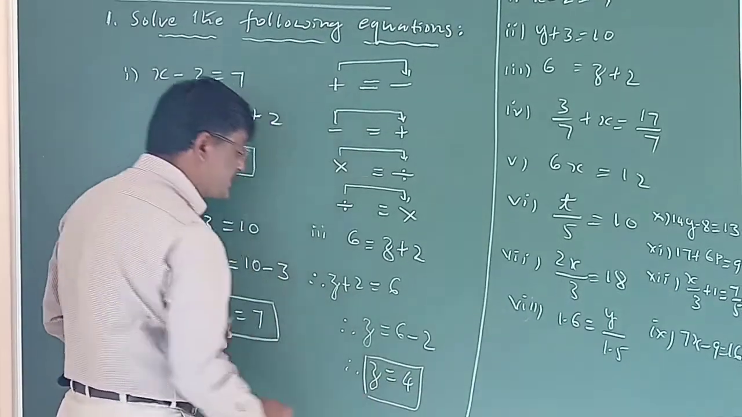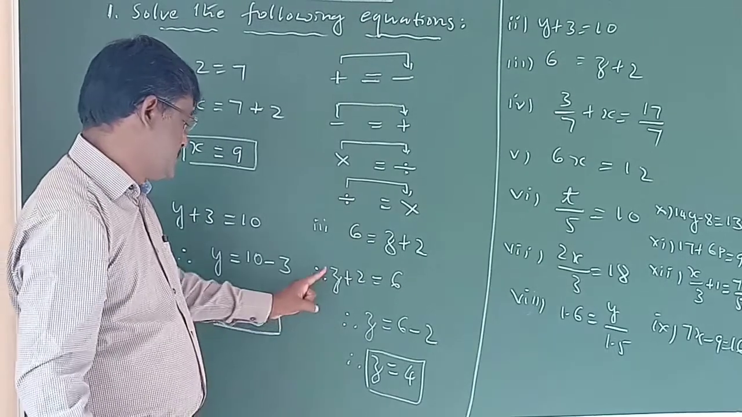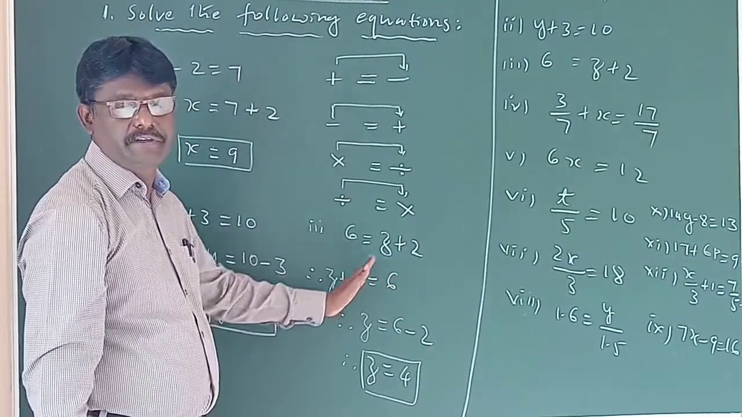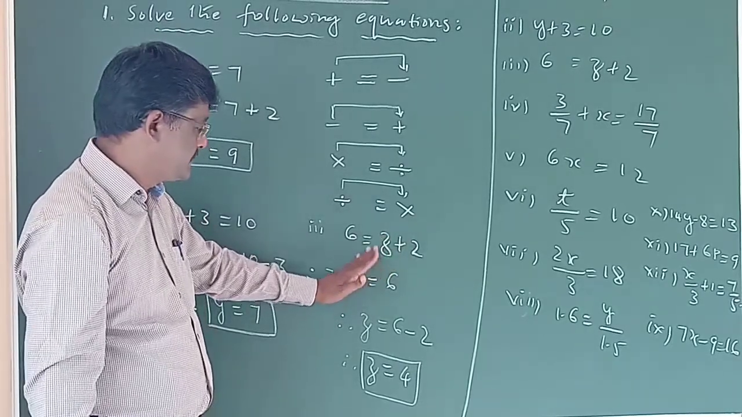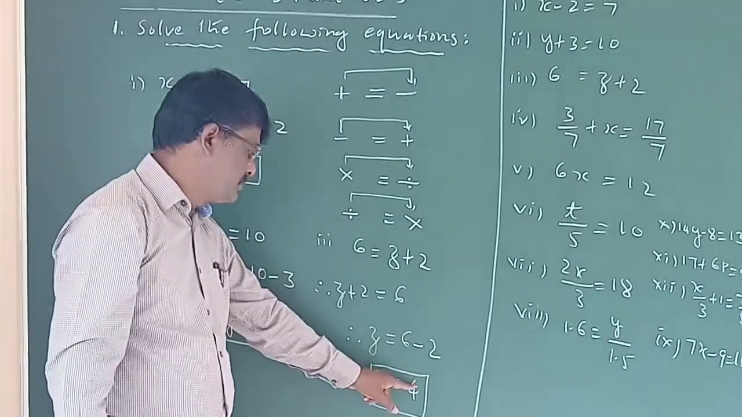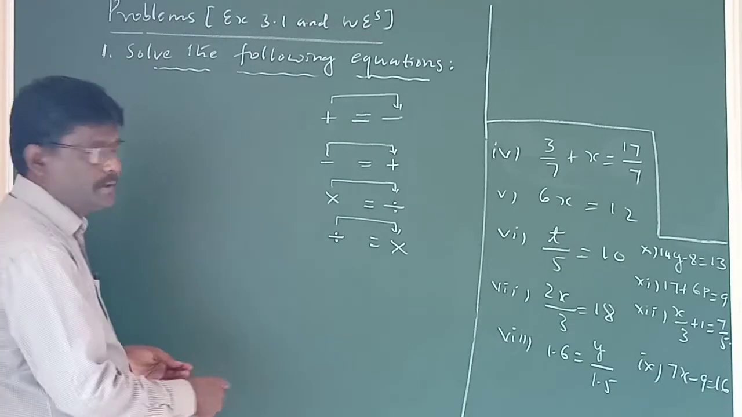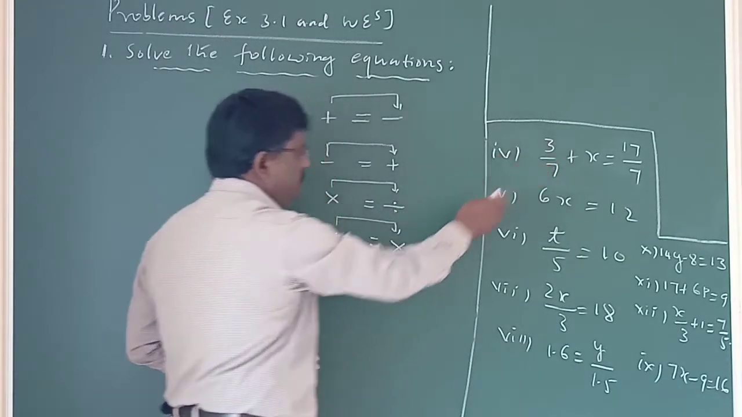Is this a correct solution? Let us check. 4 plus 2 is 6, and 6. Thus, LHS is equal to RHS. Hence, here z equal to 4 is the solution. Okay. Now, we shall take the fourth one.